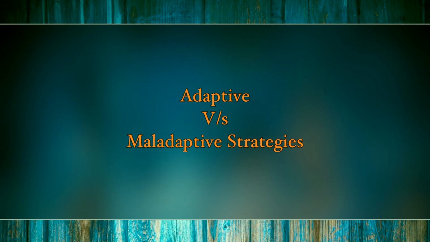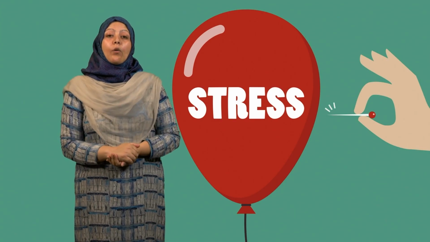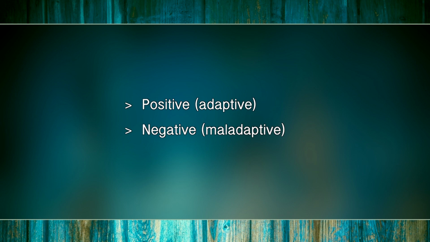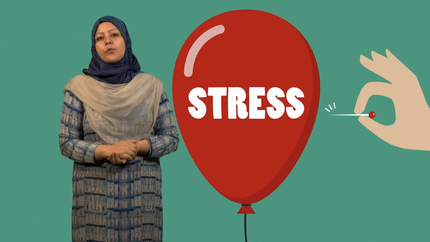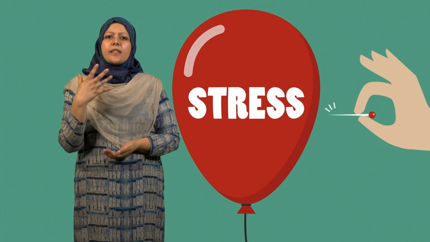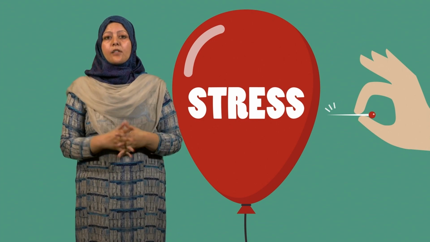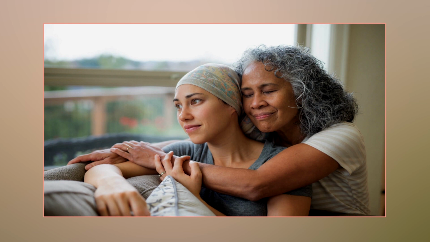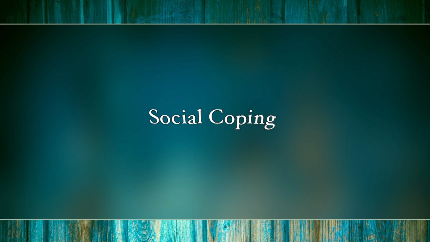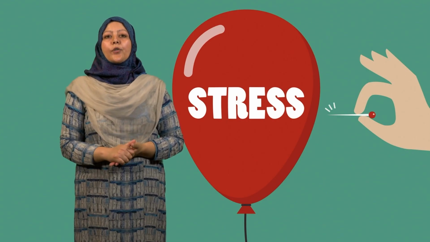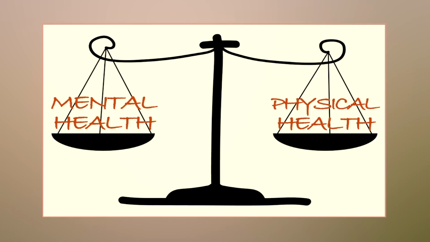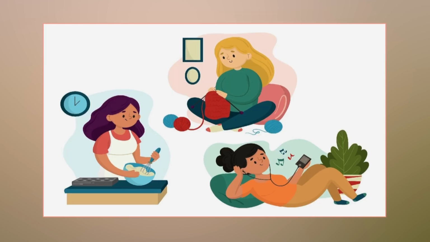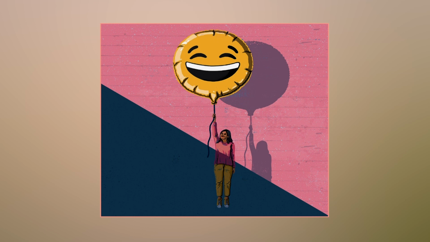Now let us see the adaptive versus maladaptive strategies. Coping strategies can also be positive, that is adaptive, or negative, that's maladaptive. Positive coping strategies successfully diminish the amount of stress being experienced and provide constructive feedback for the user. Examples of adaptive coping include seeking social support from others, that is social coping, and attempting to learn from the stressful experiences, meaning-focused coping.